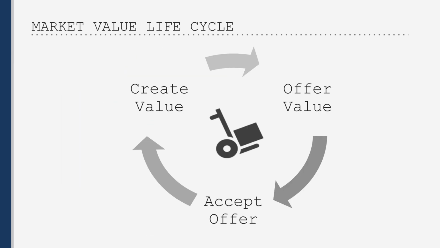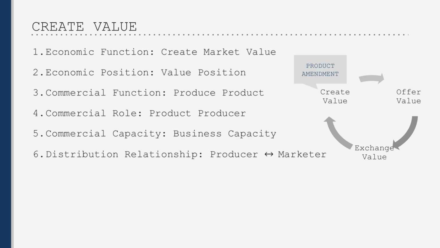The market value lifecycle is a powerful loop with 3 steps: create value, offer value, and accept offer. The first stage is create value, where a product is produced, defining the mechanism for value transfer. This involves designing the benefits and structuring the product arrangement. This is the role of the product producer and establishes the distribution relationship.